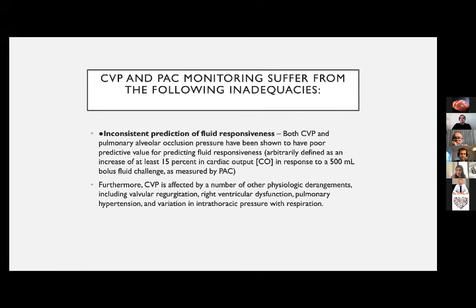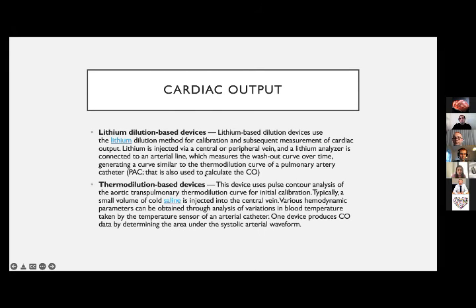There are some inadequacies though when you're using a central venous catheter and a pulmonary artery catheter. It has been shown that both the CVP and the pulmonary artery pressures sometimes have poor predictive value in assessing fluid responsiveness, especially if you are giving a 500 cc bolus and you're looking for an increase in cardiac output. Sometimes it may not be as accurate, and it may also be affected by other concomitant factors, like if the patient has regurgitation, RV dysfunction, pulmonary hypertension, or variability in the intrathoracic pressures, then these measurements may not be as accurate. So that's something you need to keep in mind.